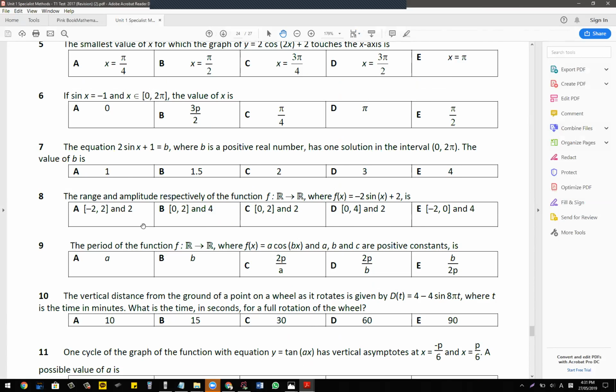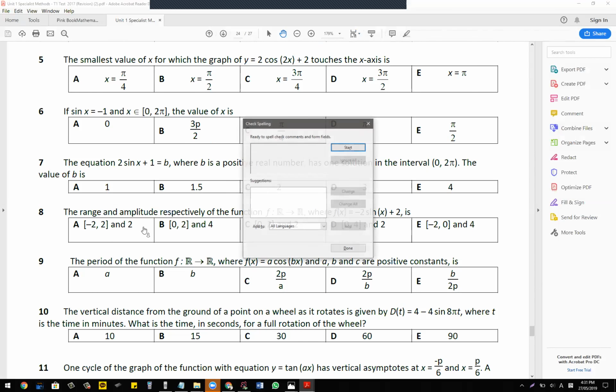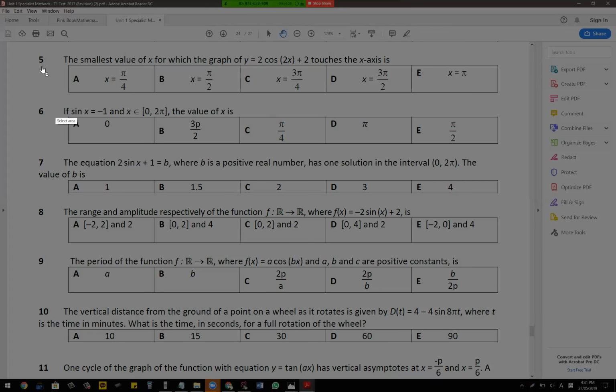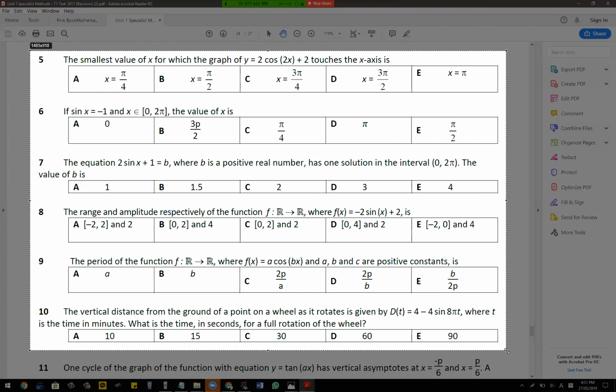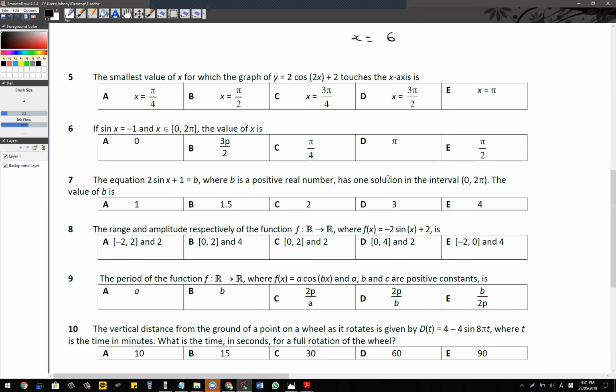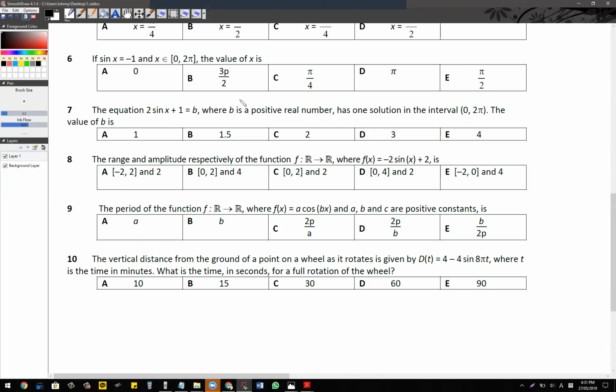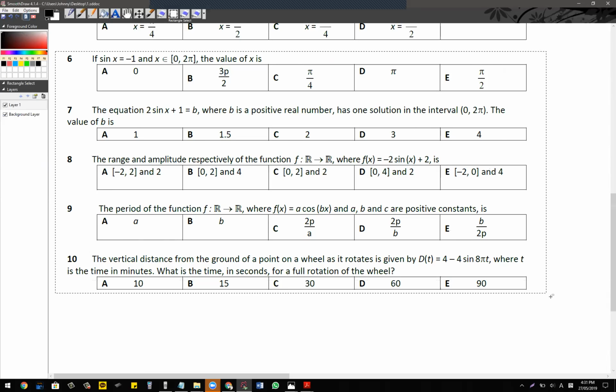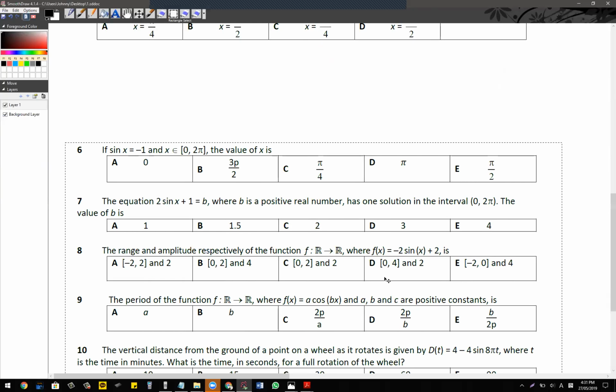So yep, number 5 to number 10. We're going to do that now. Number 5 to number 10. All right, we're going to cut this one, put it down a little.